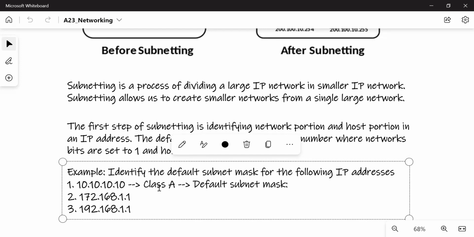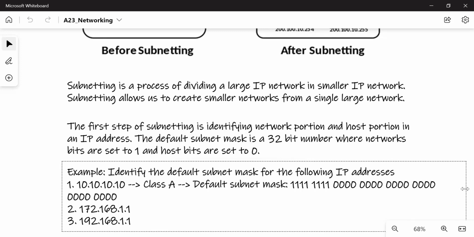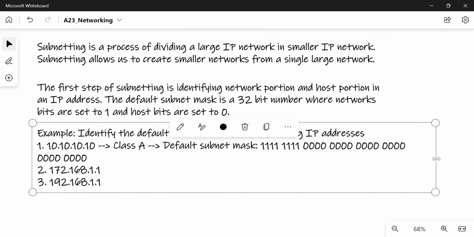Now we know in subnet mask, we are referring the bits allocated for network as ones. So we have 1, 1, 1, 1, and 1, 1, 1, 1. So this is for the network, and the remainings are for the host bits. So this is what we have discussed last time.